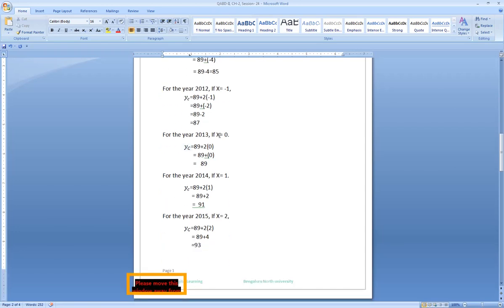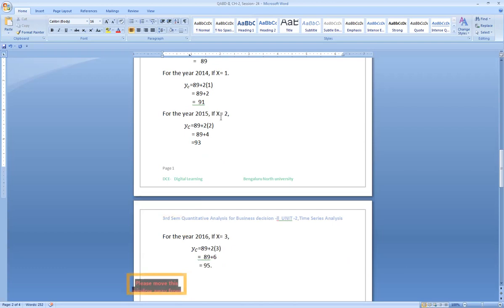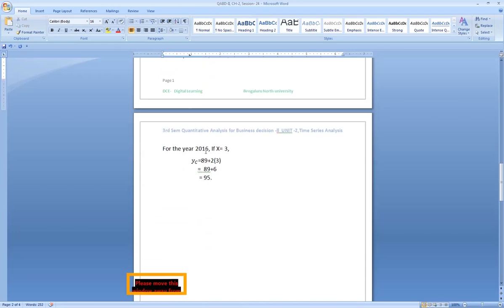Then we'll calculate for 2013, where x value becomes 0. Then yc equals 89 plus 2 into 0. 89 plus 0 becomes 89. For the year 2014, x equals 1. Trend value equals a plus bx. A means 89, b means 2 into 1. Substitute the value in place of x. 89 plus 2 is 91. For the year 2015, when x value is 2, trend value equals 89 plus 2 into 2, that becomes 4. 93 is the answer. Trend value for the year 2016, if x equals 3, how much is it? Trend value equals 89 plus 2 into 3. 89 plus 6 becomes 95.